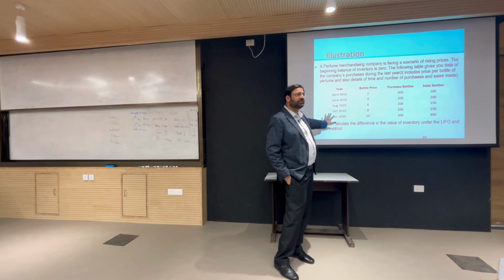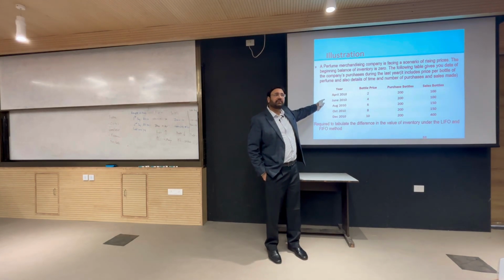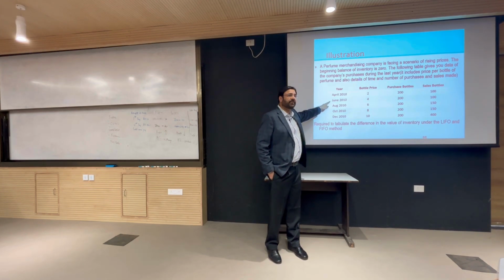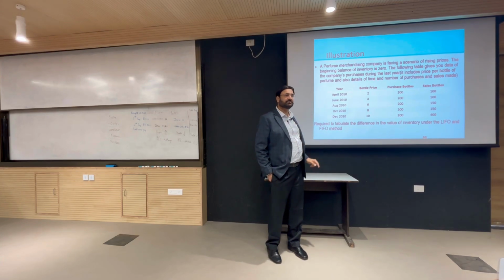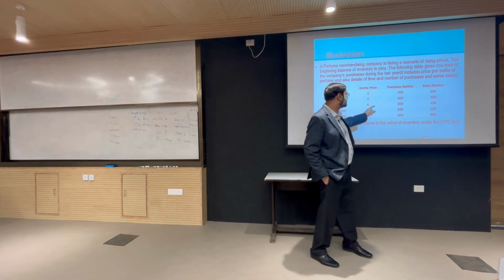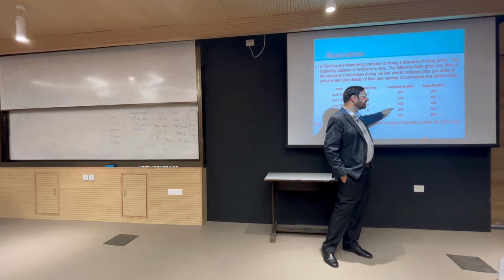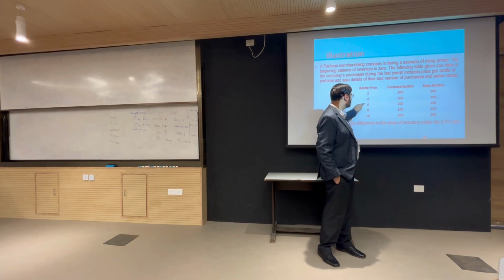Let me summarize the problem for you so that you understand it. Question is saying, this is the scenario. These are alternate months: April, 2 months later June, 2 months later August, 2 months later October, 2 months later December. But how many bottles are purchased? 200, 200, 200, 200, 200. What is the price per bottle? 2, 4, 6, 8, 10.